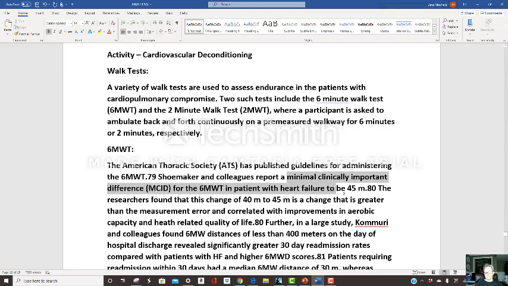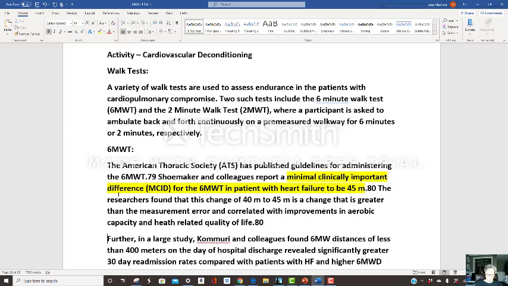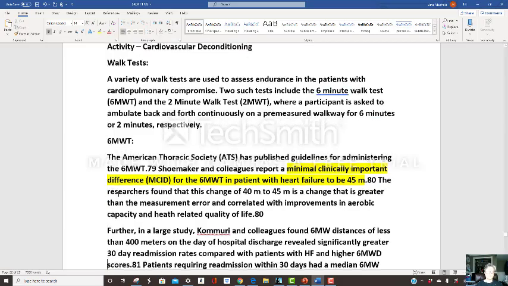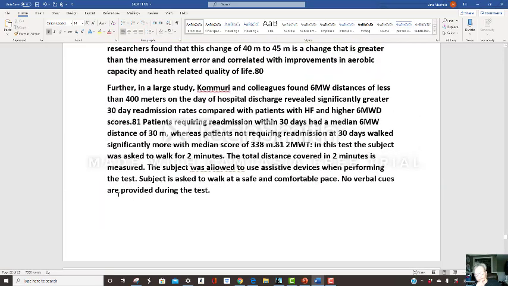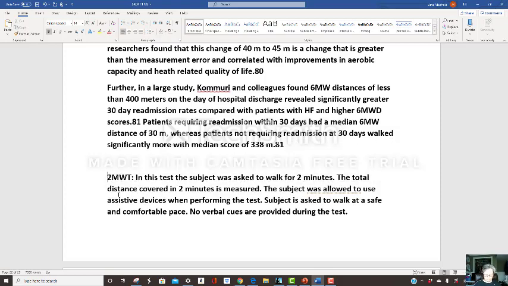Further, in a large study, Comuri and colleagues found 6MWT distances of less than 400 meters on the day of hospital discharge revealed significantly greater 30-day readmission rates compared with patients with HF and higher 6MWD scores. Patients requiring readmission within 30 days had a median 6MWT distance of 330 meters, whereas patients not requiring readmission at 30 days walked significantly more, with a median score of 338 meters.